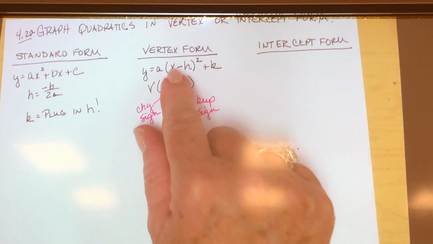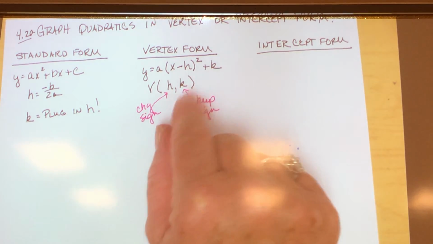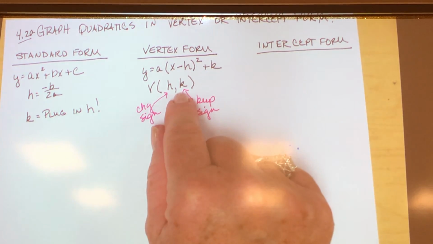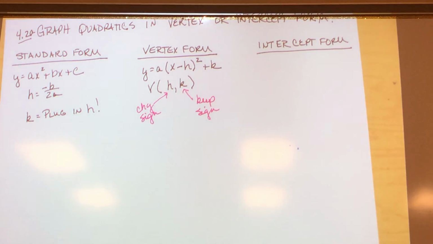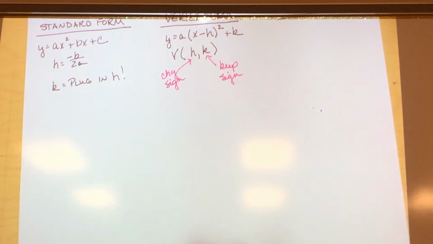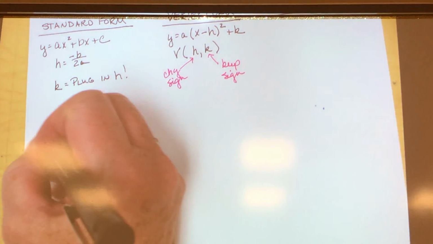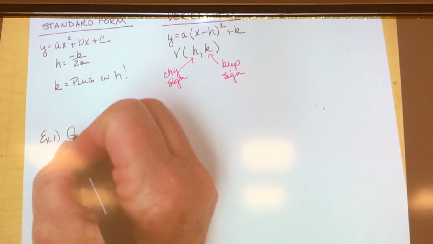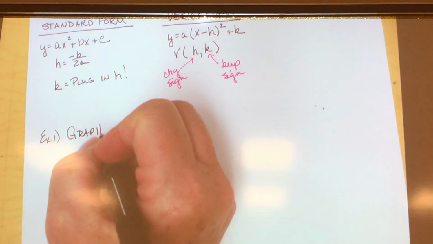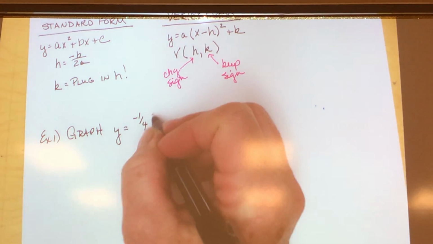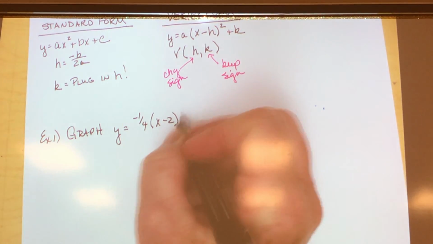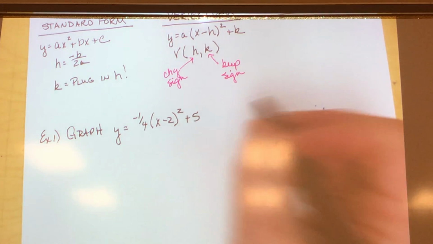So Y's go up and down just like you think. So a positive will go up, a negative would go down, and that would be a minus. Okay? That's pretty easy, isn't it? That's all there is. There's nothing else. So let's work a problem. You ready? Example 1, graph. It's the only problem I'd like to do. Y is equal to negative 1/4 (x minus 2) quantity squared, plus 5.